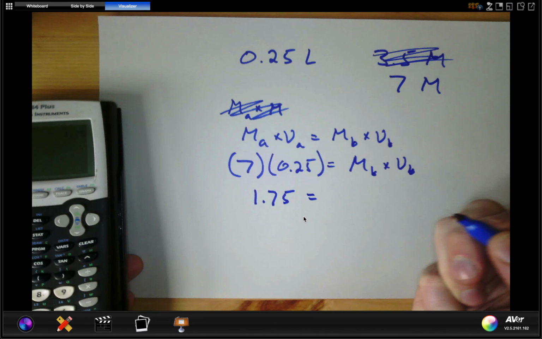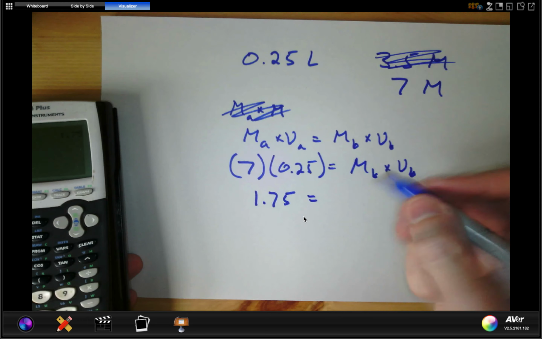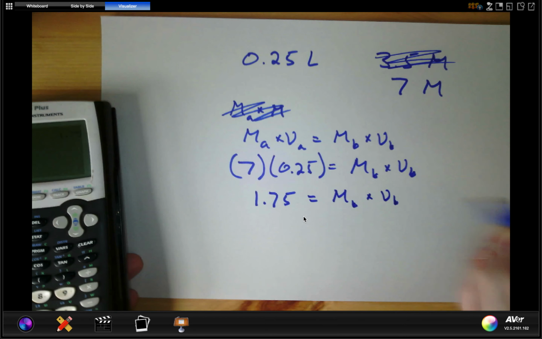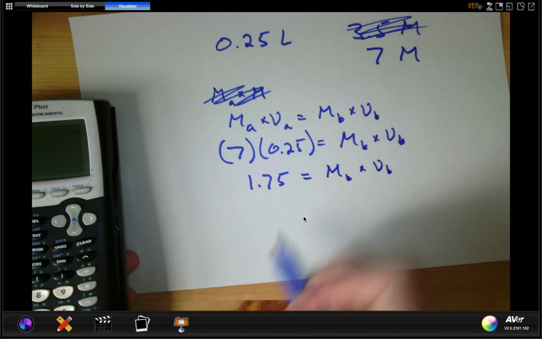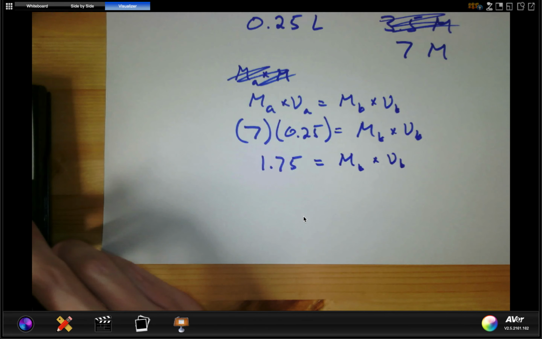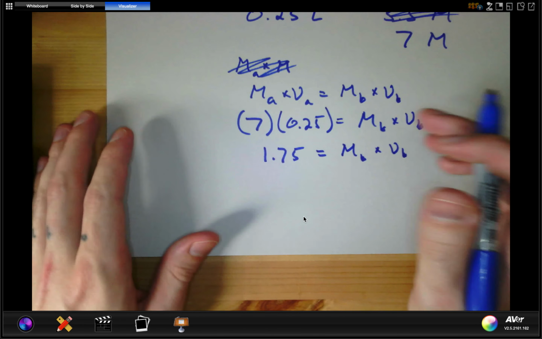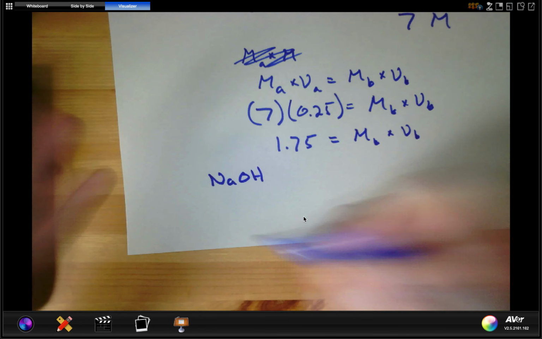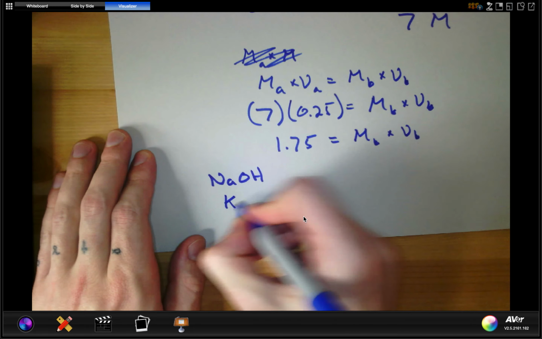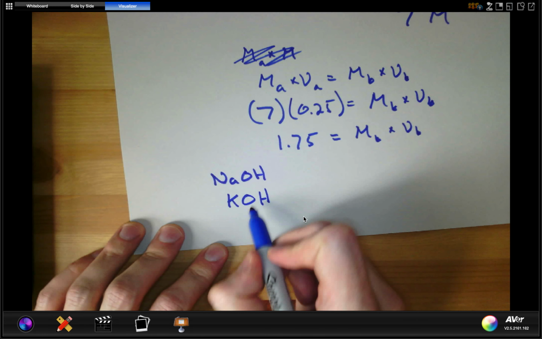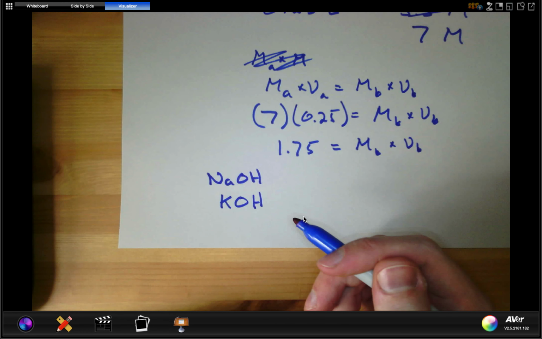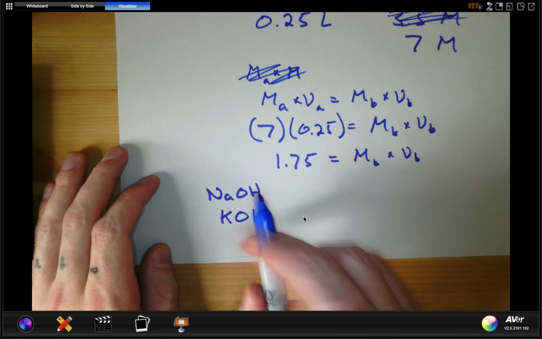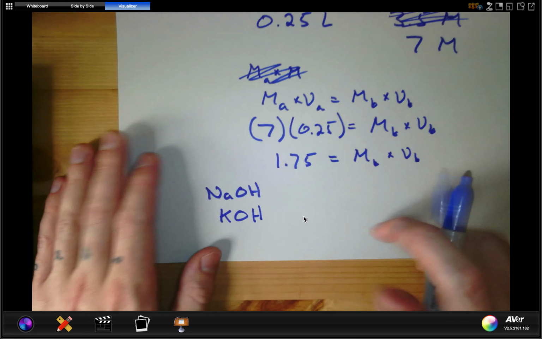So we're coming up with two possible solutions. So we need to come up with the formula, the molarity of the base, and the volume of the base, so that the molarity times the volume is equal to 1.75. So let's keep it simple. Let's pick two bases that are pretty simple. Let's do NaOH, and then we could do KOH. And I say these are simple because there's only one OH, so we don't have to worry about the concentration changing between the number of OH ions and the molarity of the base in general.